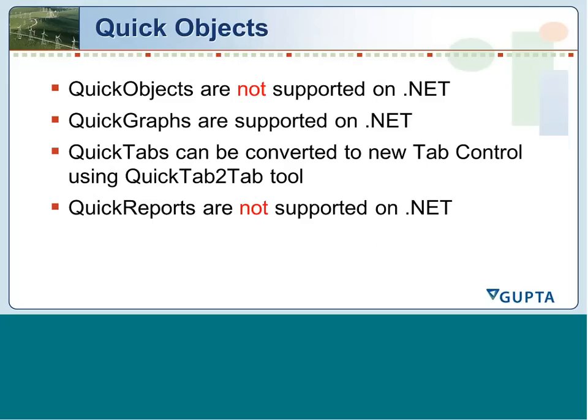QuickGraphs are supported on .NET, except if you fill this QuickGraph with QuickTables and so on. At this point, you have to move this away from QuickTables to, let's say, arrays, and pass this array directly into the charting control. QuickTabs can be converted to the new tab control by using the QuickTab to Tab tool, and QuickReports are not supported on .NET.